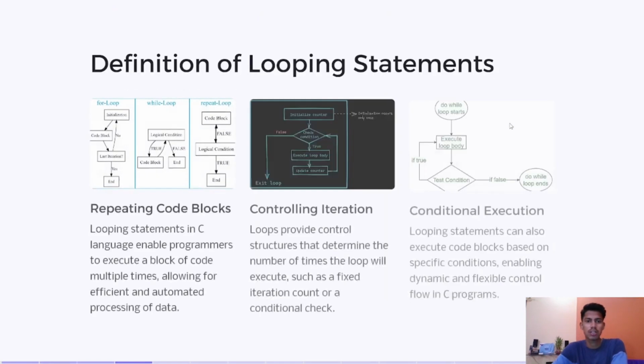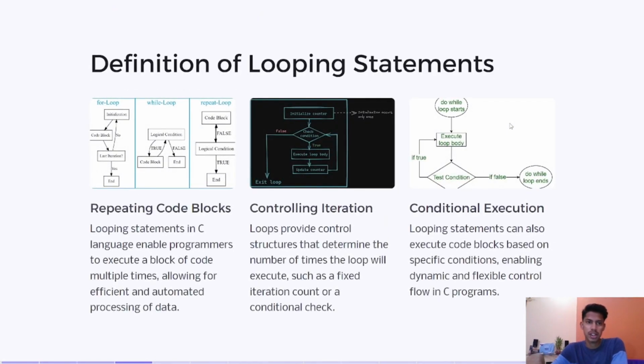So let's see the next thing. Definition of looping statements. Here we can see the definition of looping statements: repeating code blocks, controlling iterations, conditional execution. So these three things make the definition. What is repeating code blocks? It means looping statements in C enable programs to execute a block of code multiple times, allowing for efficient and automated processing, and which also iterates the block of code until a specific condition that a user or we give is met.